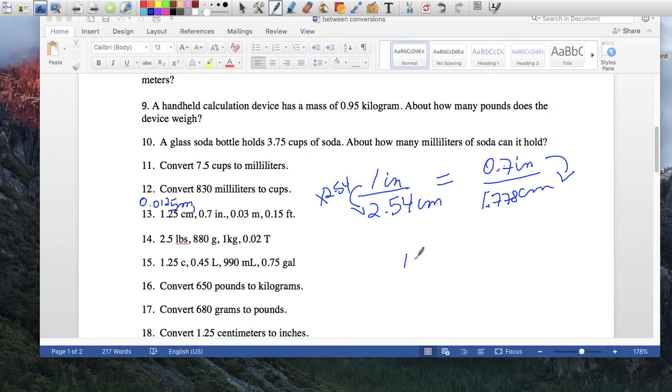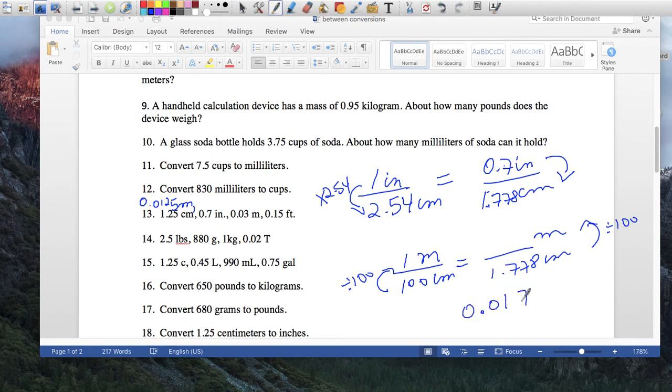And I'm not done because I have to change that into meters. So 1 meter equals 100 centimeters, and 1.778 centimeters, I'm going to change that to meters. Divide by 100. I'll move the decimal 2 over. It's going to be 0.01778. Very, very small number. That's the 0.7-inch one, in meters.